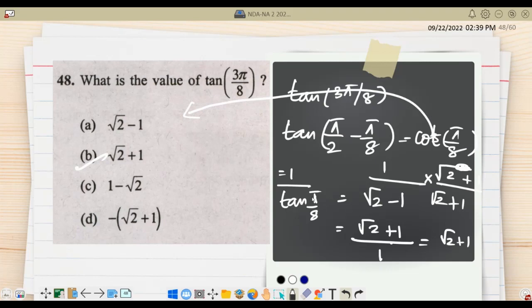But this can also be solved like this. Because normally we tend to remember the values of sine, cos and tan, not for secant, cosecant and cot. That's why we solve the sum like this. So again, go to the next question.